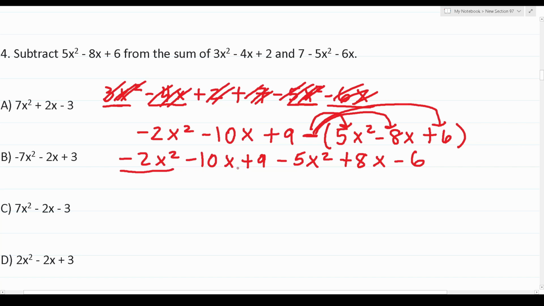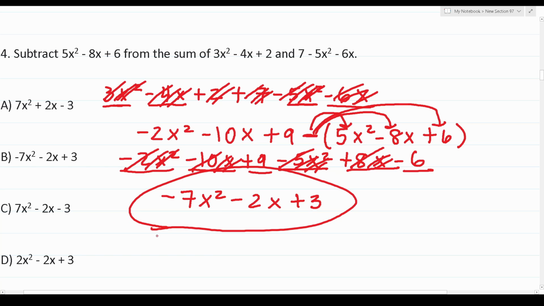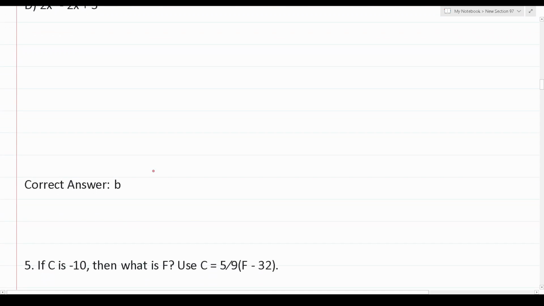Again, we have negative 2x squared and negative 5x squared. Those are like terms. Negative 2x squared minus 5x squared is negative 7x squared. Let's cross those out now. Then we have negative 10x and positive 8x, which is just going to be negative 2x when we combine them. Then we have plus 9 minus 6, which we should know is positive 3. All right, so our answer to this one is negative 7x squared minus 2x plus 3. And that is letter choice B.